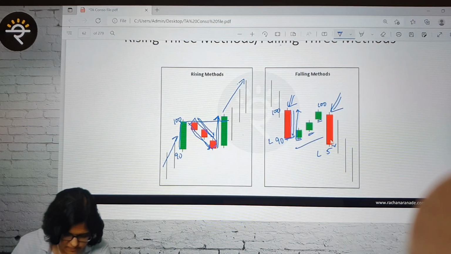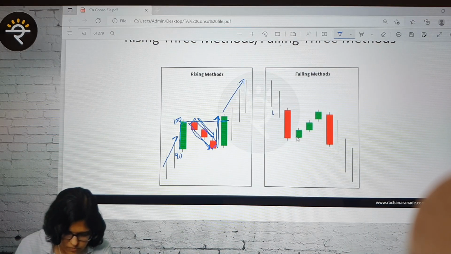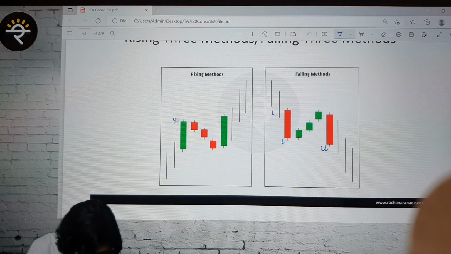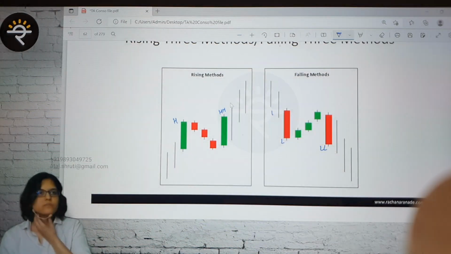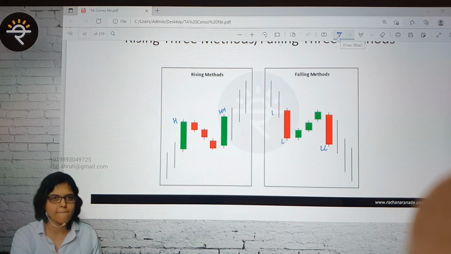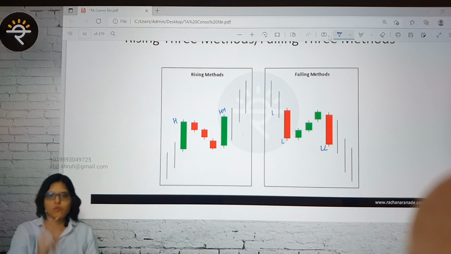Too much of khichdi, 1 minute. Everyone tell me this is a low, this has to be a lower low. Everyone agrees? And what will I write here? This is a high, this is a higher high. Agreed? Yes. Correct. So, very nice observation.